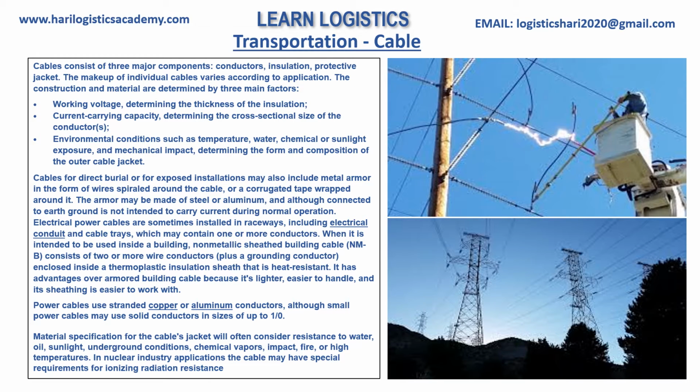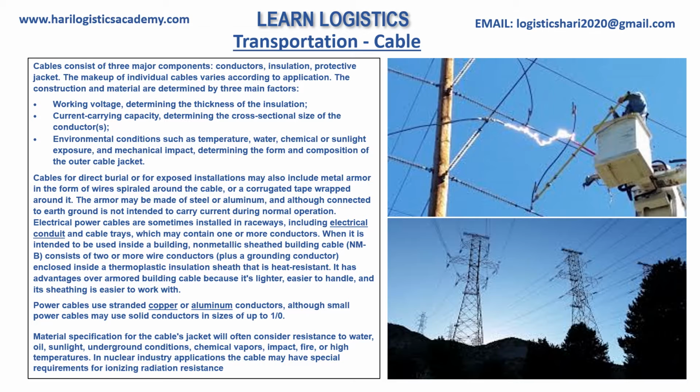Cables consist of three major components: conductors, insulation, and protective jacket. The makeup of individual cables varies according to application. The construction and material are determined by three main factors: working voltage, determining the thickness of the insulation; current carrying capacity, determining the cross-sectional size of the conductors; environmental conditions such as temperature, water, chemical or sunlight exposure; and mechanical impact, determining the form and composition of the outer cable jacket.